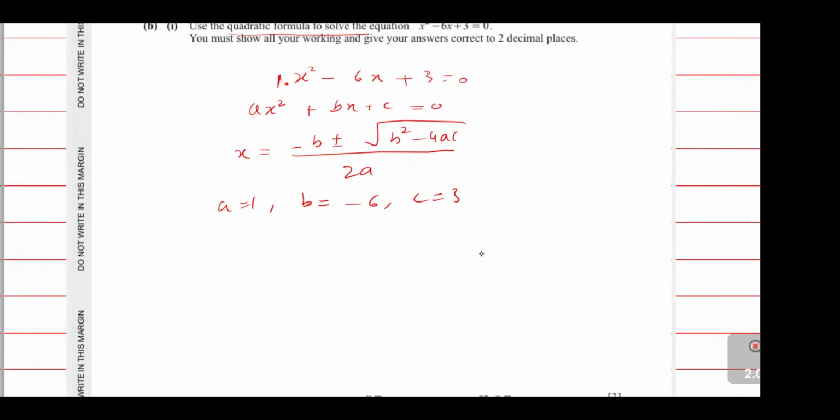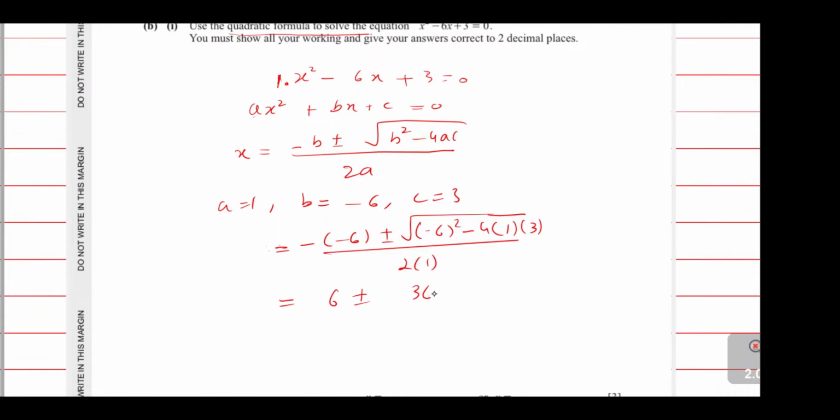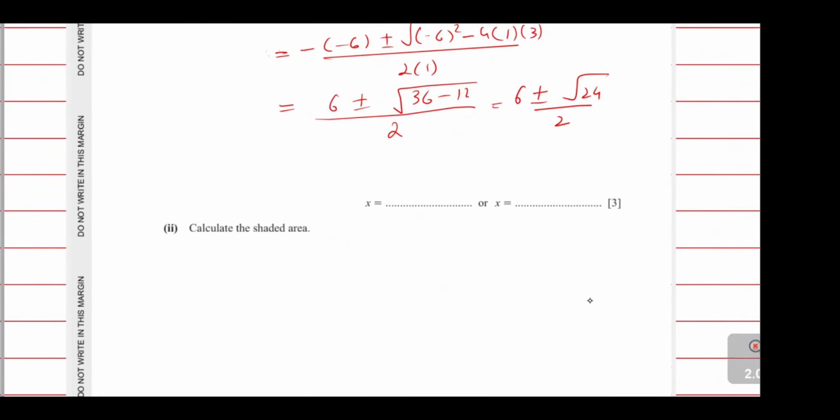And we can write this equation: minus minus 6 plus minus square root of minus 6 square minus 4 times a is 1, c is 3, over 2 into a. And we can write 6 plus minus square root of 36 minus 12 over 2, and we can write 6 plus minus square root of 24 over 2. And this will be equal to 6 plus square root 24 over 2, or 6 minus square root 24 over 2.